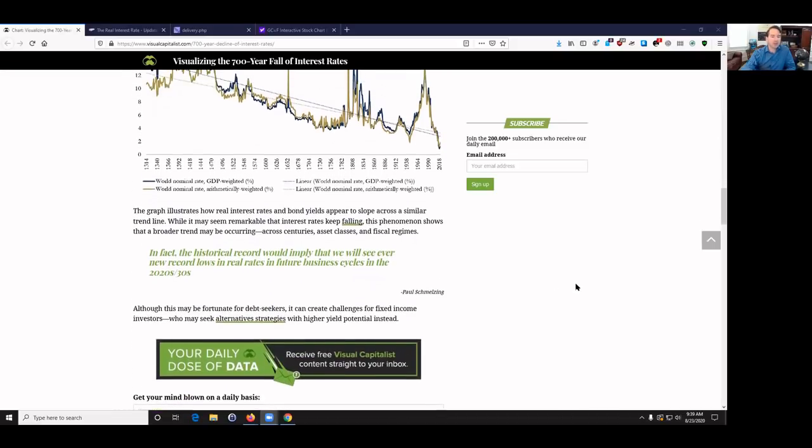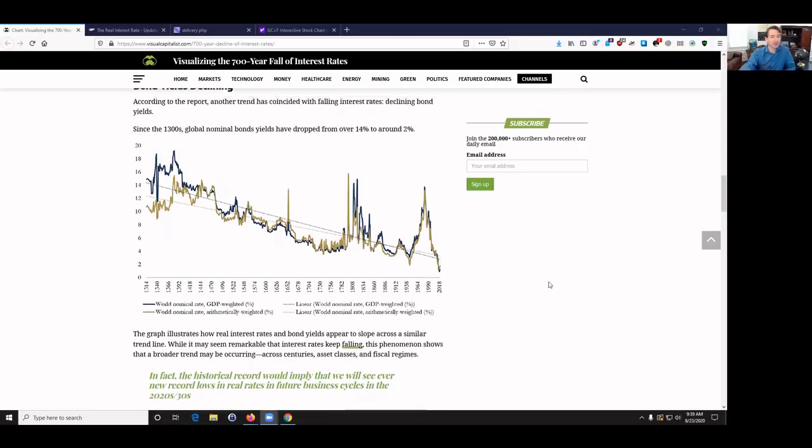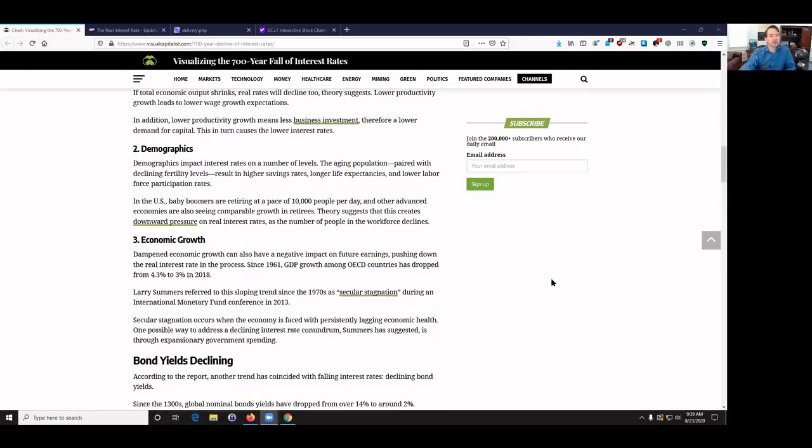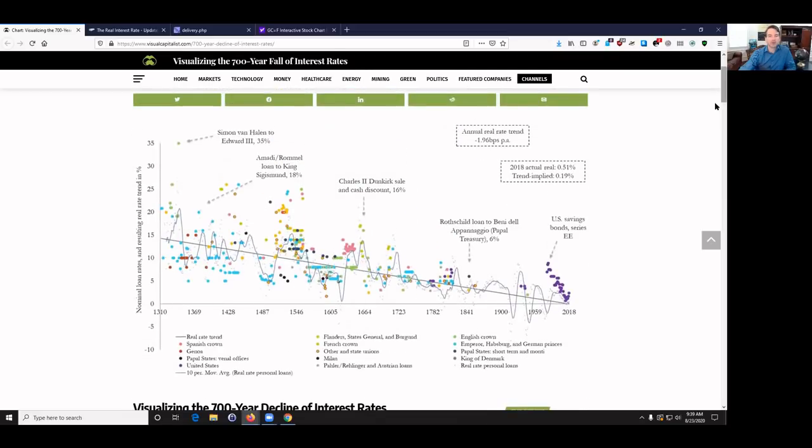That graph illustrates how real interest rates and bonds appear to slope across a similar trend line. And we'll get to what real interest rates are in a moment. While it may seem remarkable that interest rates keep falling, this phenomenon shows that a broader trend may be occurring across centuries, asset classes, and fiscal regimes. So these reasons that they gave in the article for the last 40, 50 years since 1970 really don't explain the overall 700-year fall, but we do know that fall is occurring.